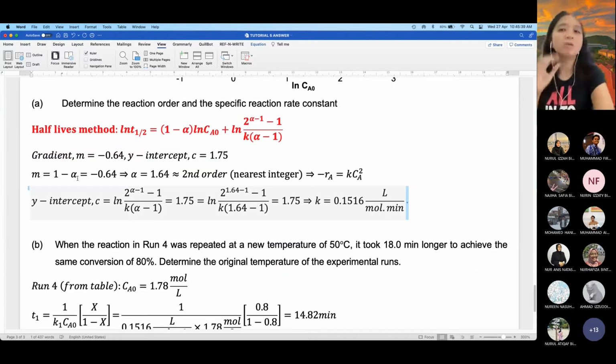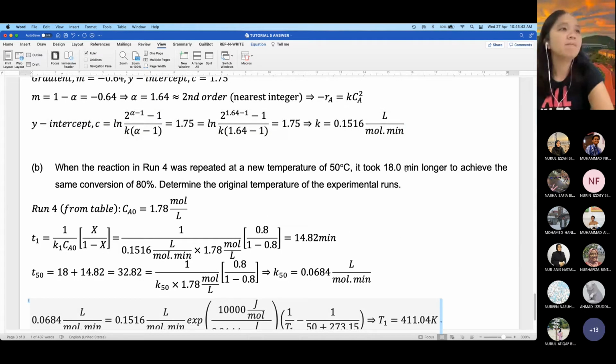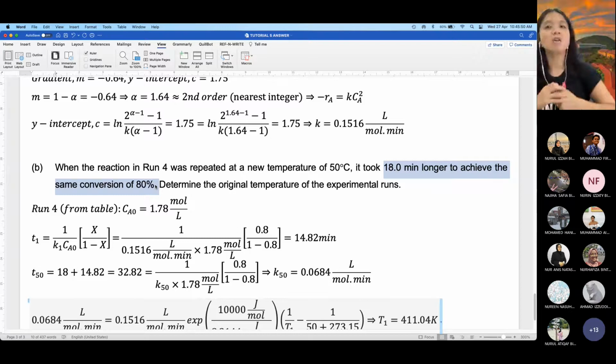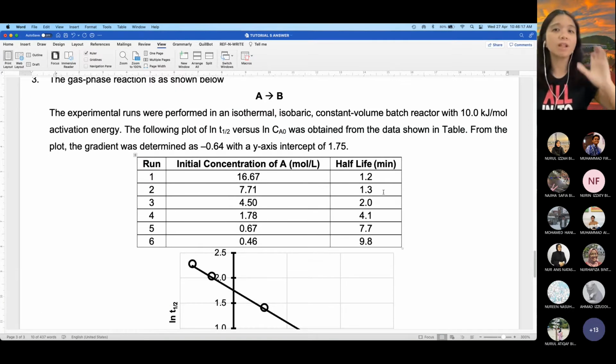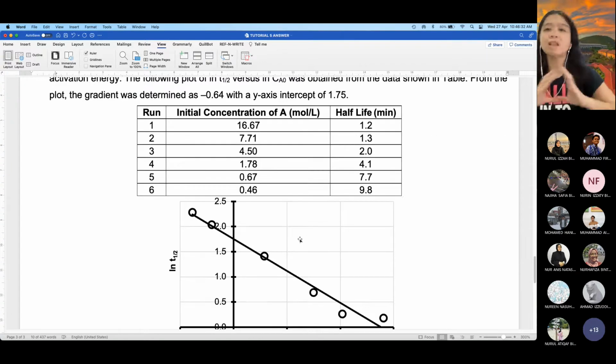Then kamu kena tengok. Sebab tu dia beri kamu information yang pelik. Dia beritahu kamu it took 80 minutes longer to achieve the same conversion of 80%. Maksudnya, in order for me to find K2, saya kena menggunakan information yang berkaitan dengan reaction time. Okay, dia beritahu kita 80 minutes longer to achieve the same conversion. Maksudnya kita akan menggunakan equation yang berkaitan dengan reaction time. Kamu kena faham, ia tak ada kaitan dengan half-life. Walaupun kita diberi information mengenai half-life from the experimental data, half-life ni adalah berkaitan dengan masa taken for the concentration to become half. Okay, when we want to talk about reaction time, dia tak berkaitan dengan half-life.